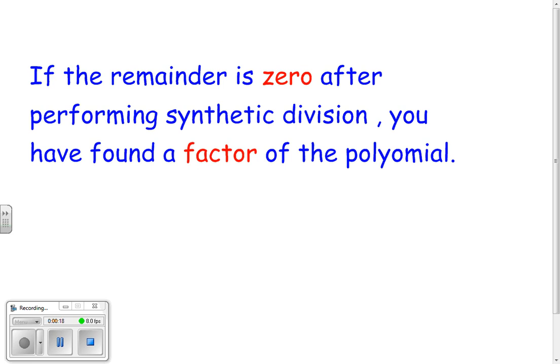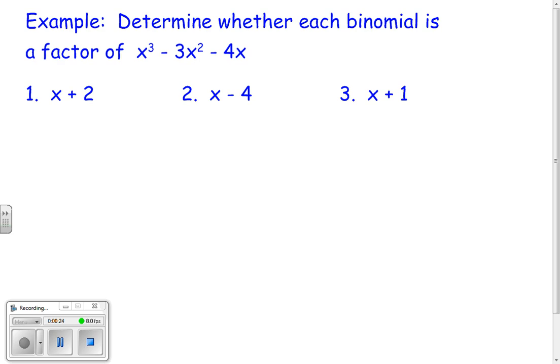The directions on yesterday's lesson told you to divide, and that was it. And so your answer is some kind of polynomial. But today, the directions are going to say, determine whether it is a factor. They will probably give you one polynomial and a whole bunch to check.